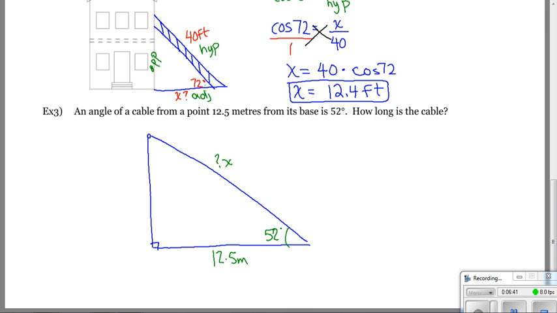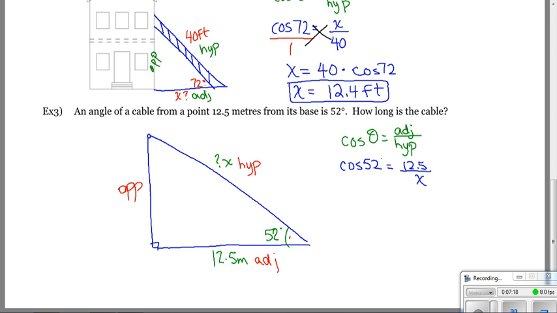Label the triangle. Hypotenuse, adjacent, the dot, and opposite on the left-hand side. Okay. Let's set up a ratio. Cos theta equals adjacent over hypotenuse. Cos theta is cos 52 equal to adjacent, which is 12.5, over hypotenuse, which we don't know, we'll call x. And cos 52 is over an invisible 1.